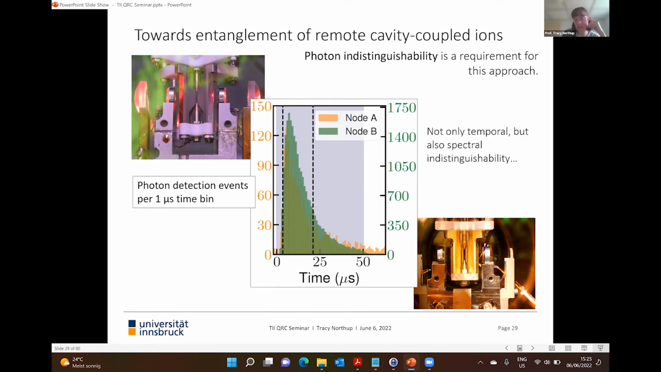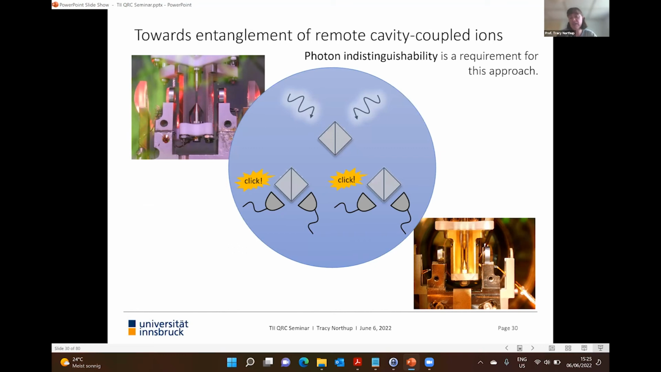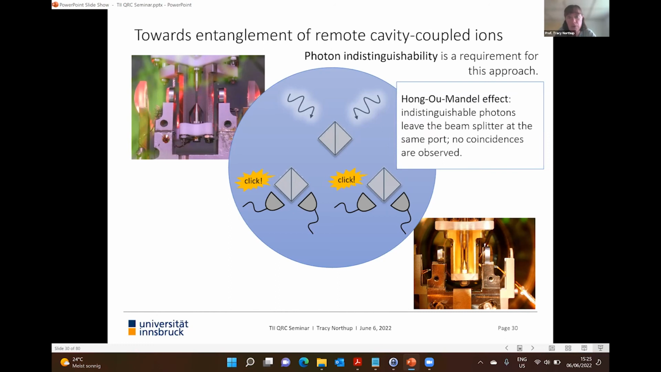But what about spectrally? How do we find out about their spectral or frequency indistinguishability? And this comes back to a fundamental quantum optics result called the Hong-Ou-Mandel effect, which tells us that if we have spectrally indistinguishable photons, or generally indistinguishable photons, that they will leave a beam splitter at the same port. So if we have two photons that are incident on a beam splitter that really are indistinguishable, they're never going to come out at opposite ports. So we're never going to get the kind of coincidences that I've illustrated here on opposite ports.